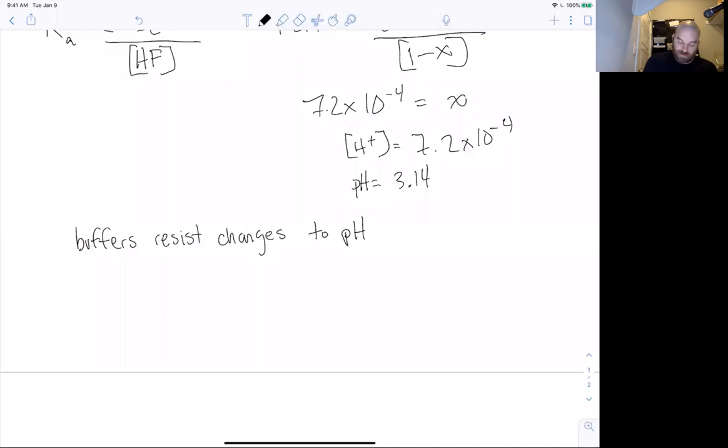And they're composed of an acid or base and its conjugate pairs. So I'm just going to call those conjugate pairs of acids and bases.